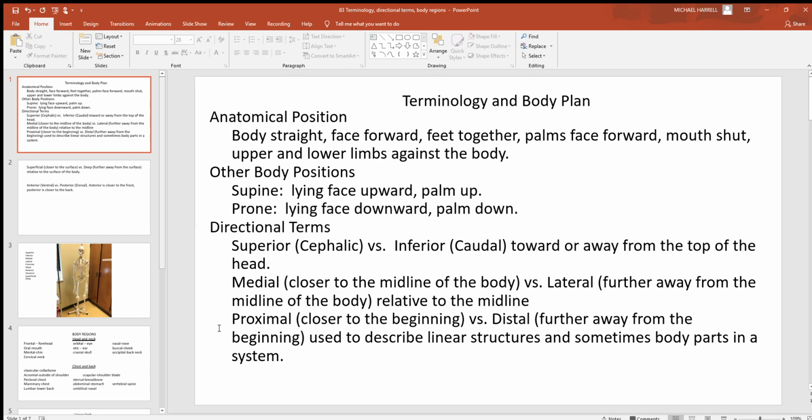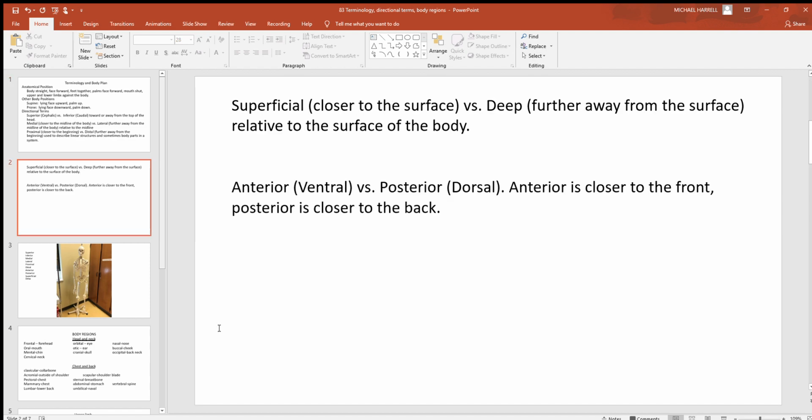So again, usually you hear those on the upper and lower limbs. But another time you might hear this being used is with something like, let's say, the digestive system. It starts at your oral cavity and goes from there to your pharynx, which is your throat, and then down to your esophagus, towards your stomach, and so on down the line. Any structure that's closer to the beginning of that system, say at your oral cavity, is considered proximal, and anything further along through the system is distal. So there are ways you might see those terms being used.